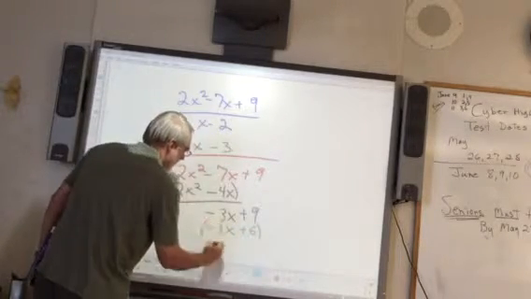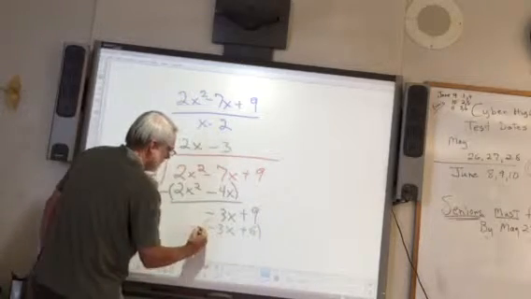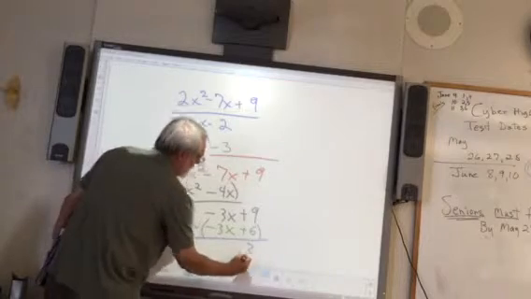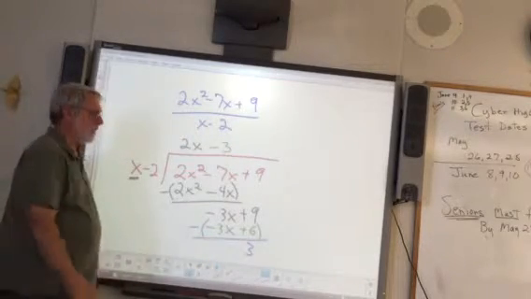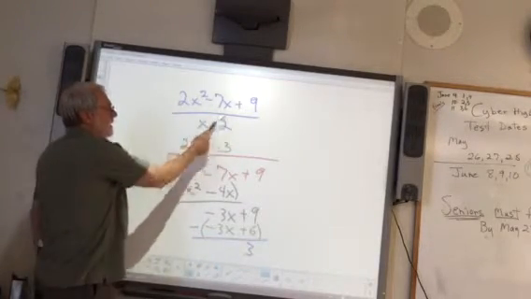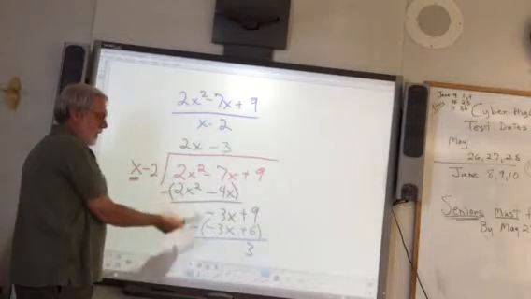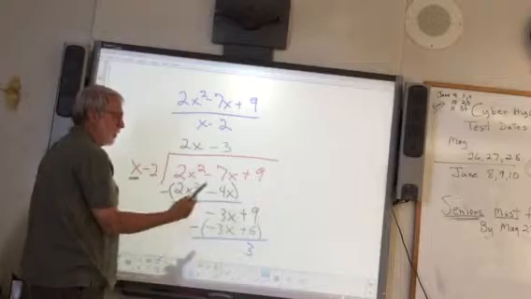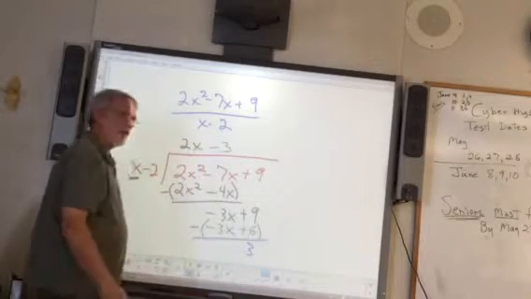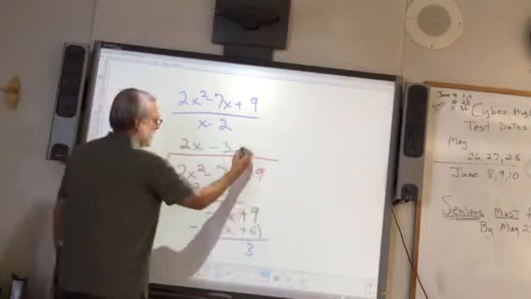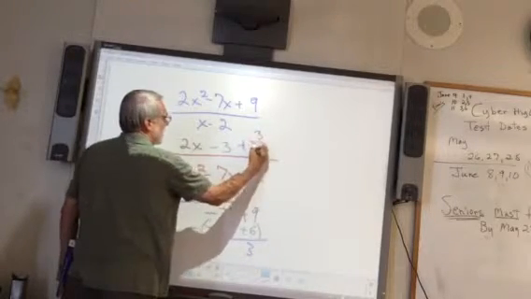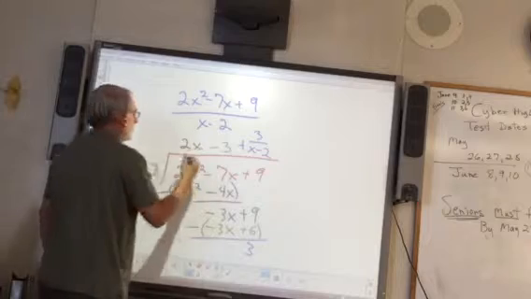But again, we're going to subtract. And we get a 0 and a 3. Leaves a remainder. So we can either say that the quotient of this division problem is 2x minus 3 remainder 3, or the preferable way you should write it is 2x minus 3 plus 3 over x minus 2. And there you have it.